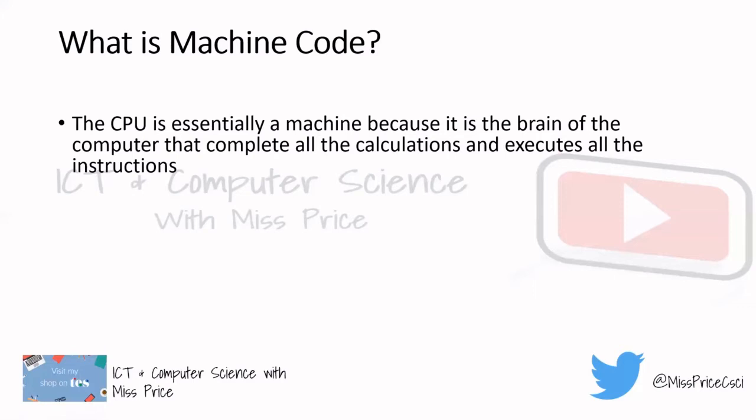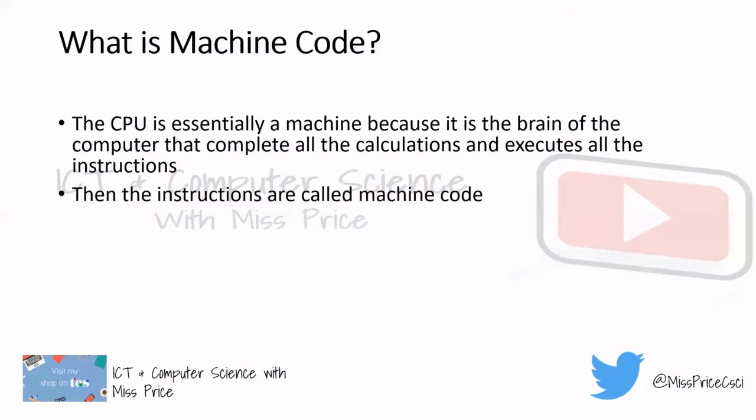Now the CPU is essentially a machine because it is the brain of the computer and it completes all the calculations. So it's kind of as if we have a machine inside a machine. A bit like your washing machine at home is basically a computer. It has a set of programs that perform instructions in a sequence. But we don't look at our washing machine and say it's a computer. But inside your washing machine is a motherboard with a CPU. So in fact, there's a machine in a machine.